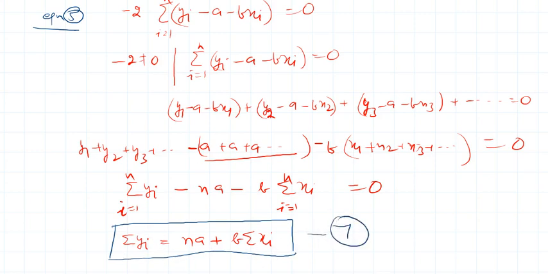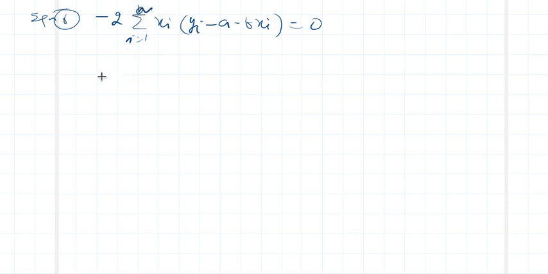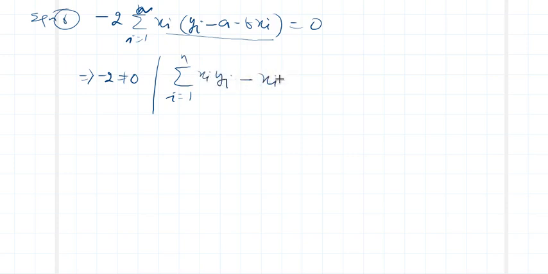Now considering equation number 6. That equation is like this: minus 2 summation xi times yi minus a minus b xi equals 0, where i varies from 1 to n. So minus 2 is not equal to 0, but the rest of the part I will try to simplify, because xi gets multiplied inside it. So I can write that i is equal to 1 to n, summation of xi yi minus a xi minus b xi square, and it's equal to 0.